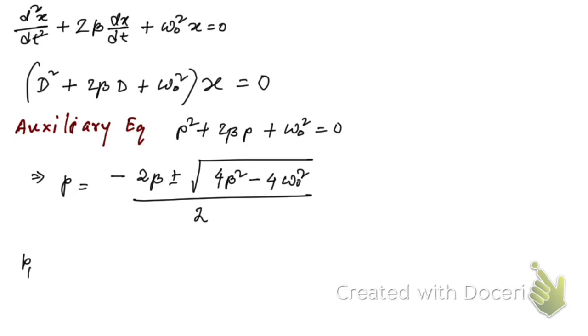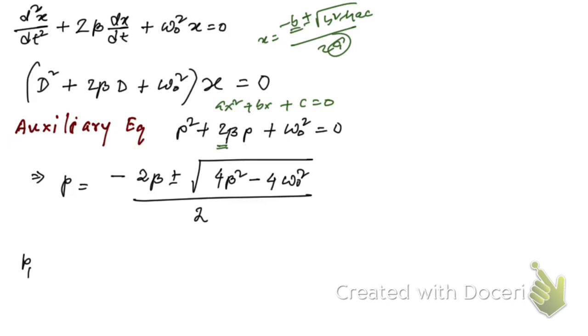Here you see, if you compare this quadratic equation with ax square plus bx plus c is equal to 0, and if you apply the formula that x is equal to minus b plus minus root over b square minus 4ac divided by twice a, then you will get this result, right? Here a is equal to 1, b is equal to twice beta, okay, and c is equal to omega naught square. So that's what we have got, right? Hope you have understood this.